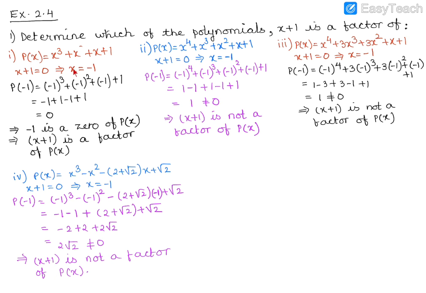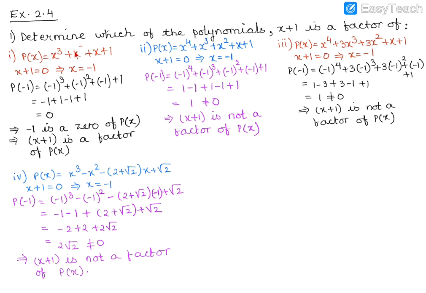I have to put x is equal to minus 1. And if my answer is 0, then x plus 1 is a factor. If my answer is not 0, then it is not a factor. So when I put here minus 1 cube, negative with the odd power is negative, negative with the even power is positive. I'm going to get my answer as 0. So what does that imply? Minus 1 is the zero of the polynomial.